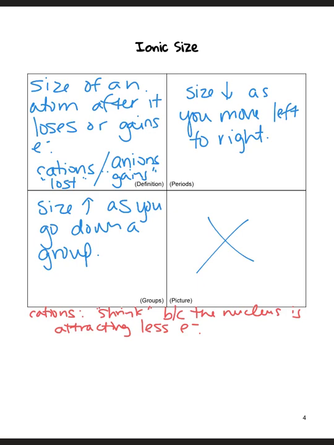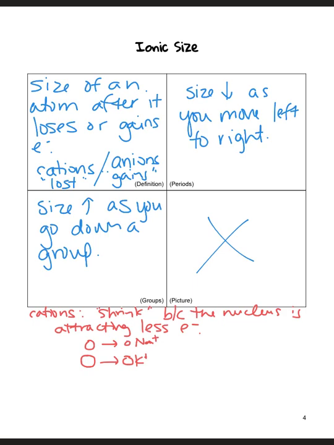So it now has more protons than it does electrons. Now that it has an overabundance of protons, that nucleus is able to pull everything in closer and shrink that size down. For example, if this is the size of sodium and this is the size of potassium, what happens is the sodium ion gets smaller and the potassium ion gets smaller. But the potassium ion is still bigger than the sodium ion, and I didn't draw that one the best.